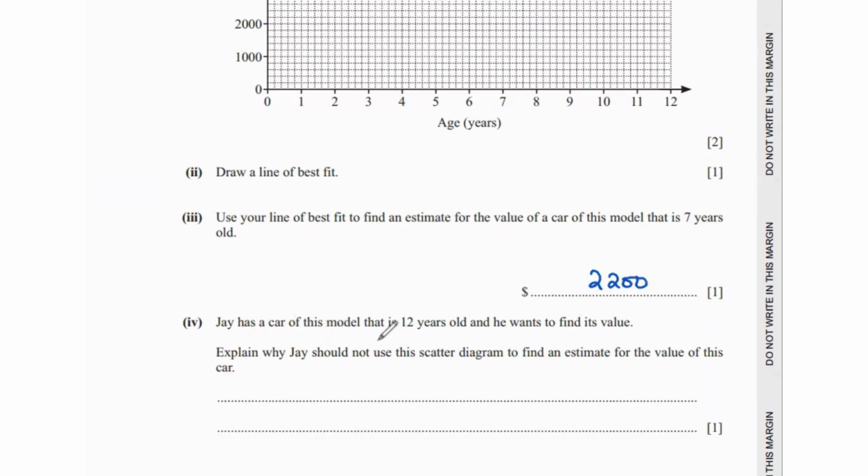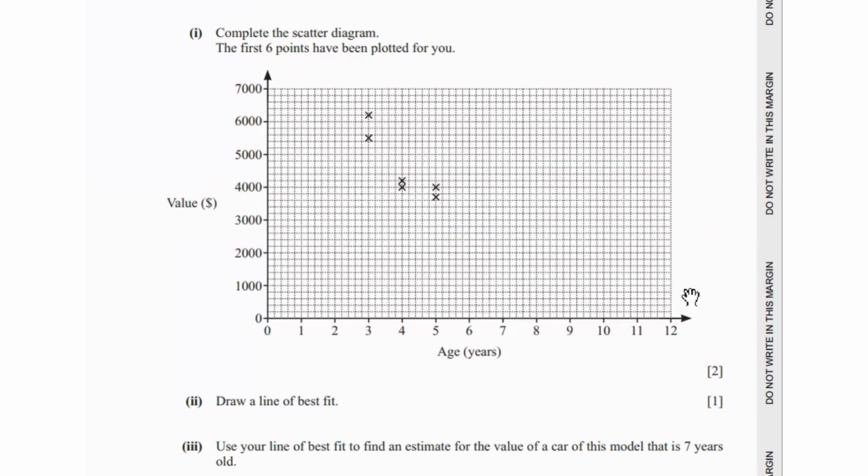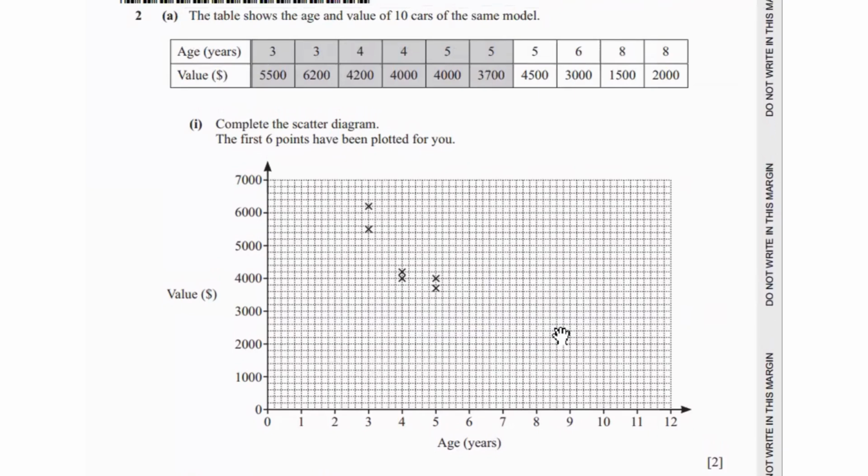Then it says Jay has a car of this model that is 12 years old and he wants to find its value. Explain why Jay should not use the scatter diagram to find an estimate for the value of this car. So if the car is 12 years old, we can see that the values given in the table only cater to the years 3, 4, 5, 6, and 8. So even if we have a car that is 12 years old, it's not going to fall on the line of best fit because it's completely out of the range.